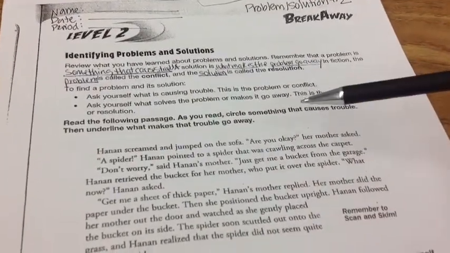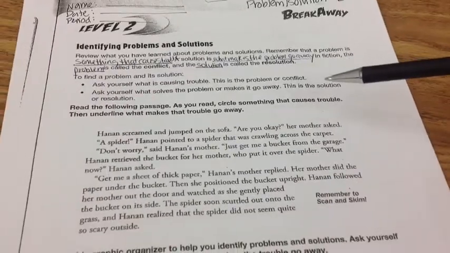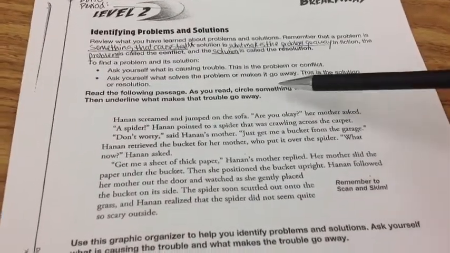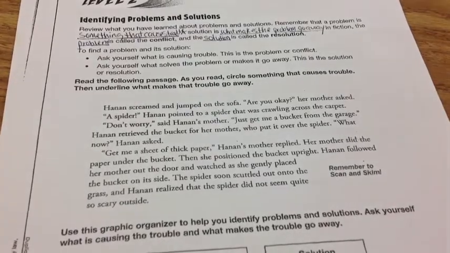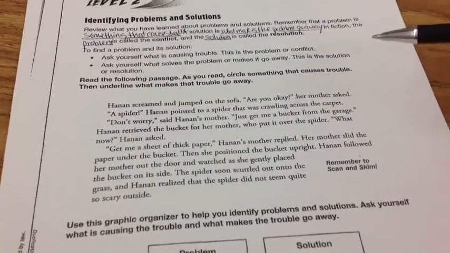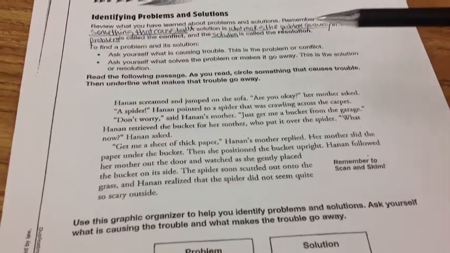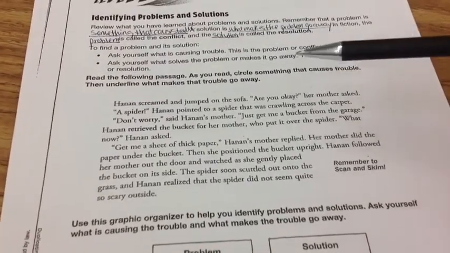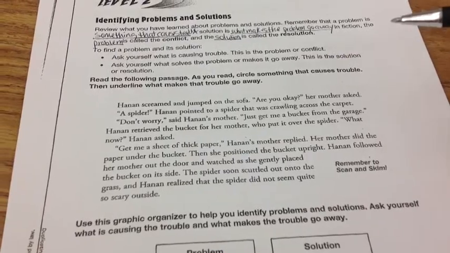Let's read the following passage. As you read, circle something that causes trouble. Then underline what makes the trouble go away.